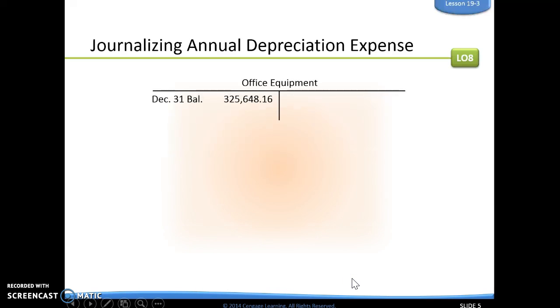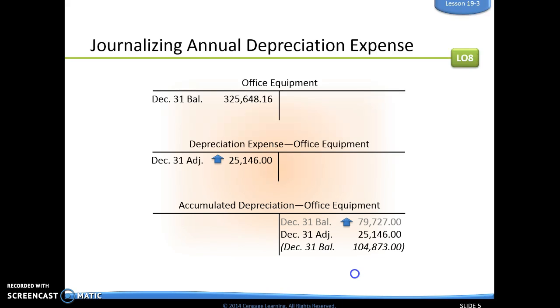To journalize our annual depreciation expense, when we look at this, when we have our depreciation, it actually doesn't affect our office equipment account because we are not depreciating that office equipment right now. We'll get to that later on. Okay, so what we're going to do is we're going to debit that depreciation expense. So we're going to increase that expense account.